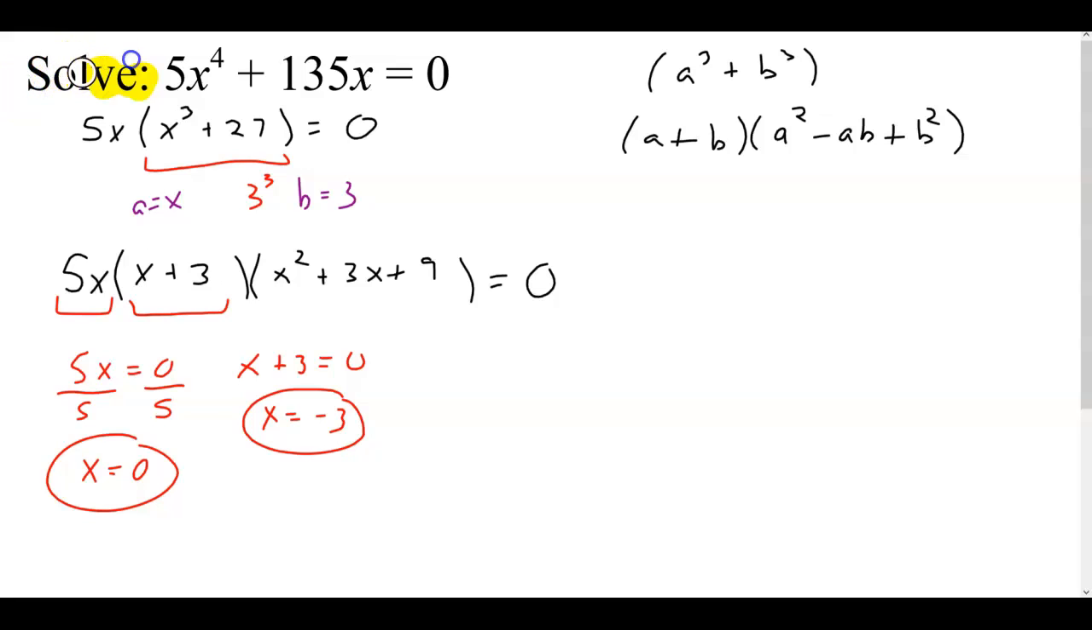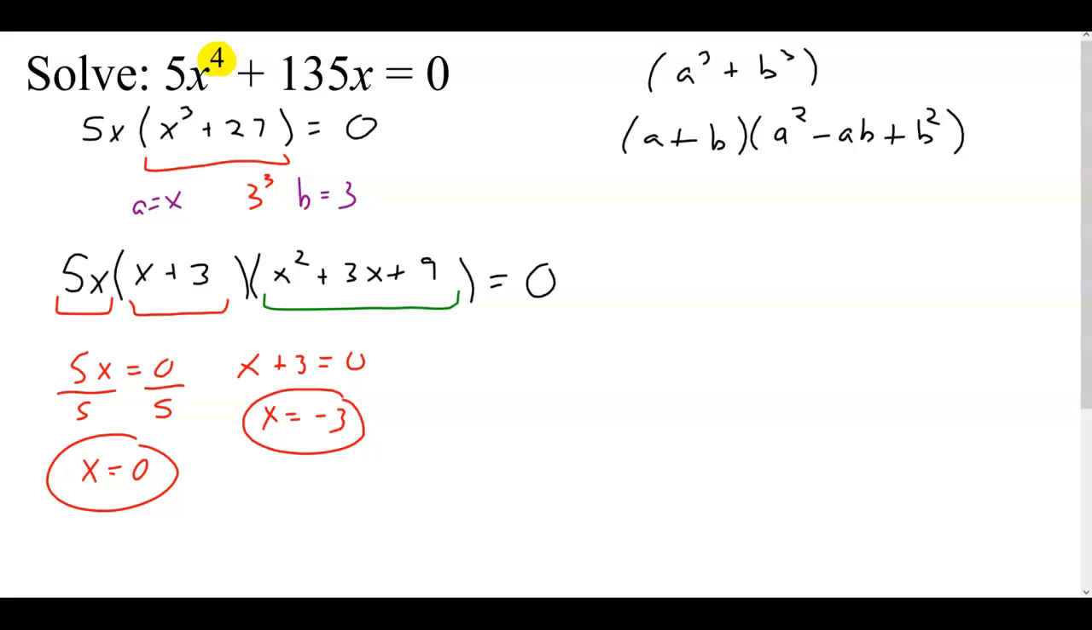But you'll remember the total number of answers that you should get is the degree. We should get 4 answers. So the other 2 answers must come from this quadratic. Now you'll notice that if I set that equal to 0, I could solve by factoring, but you can't solve by square roots because of this x in the way. So we could try to factor it, but you'll notice that it doesn't factor. There are no factors of 9 that add up to 3. So the way that we learned to solve a quadratic that does not factor is we use the quadratic formula.